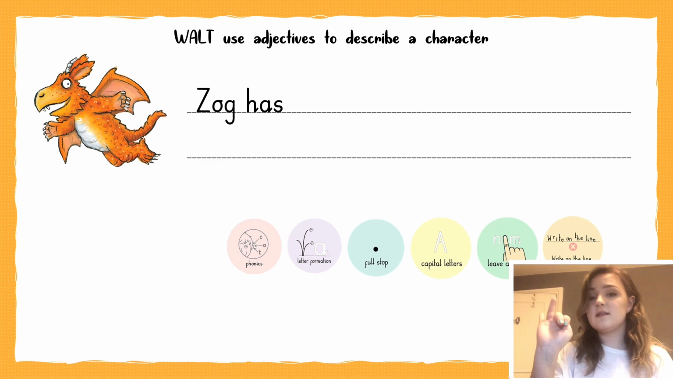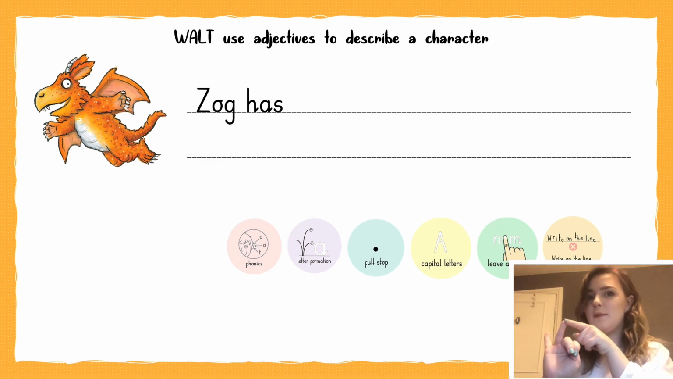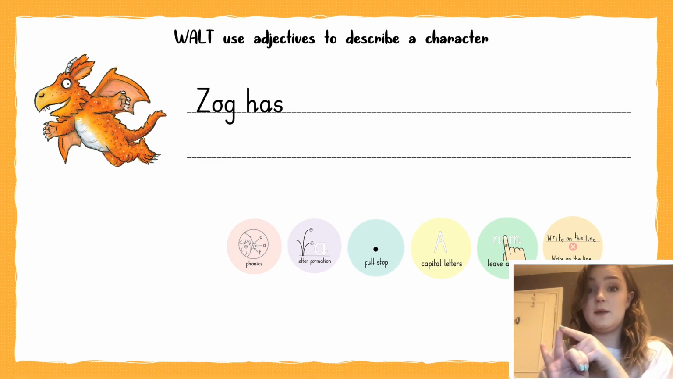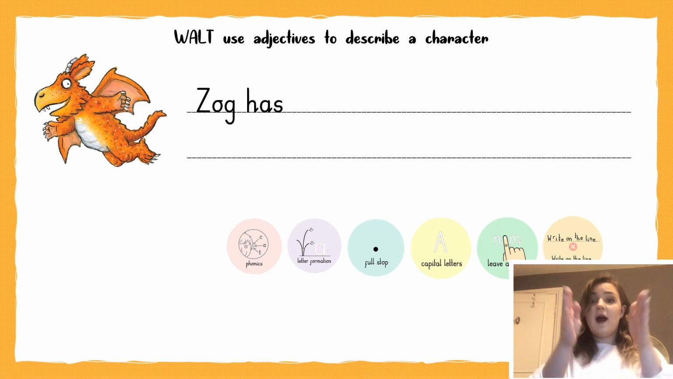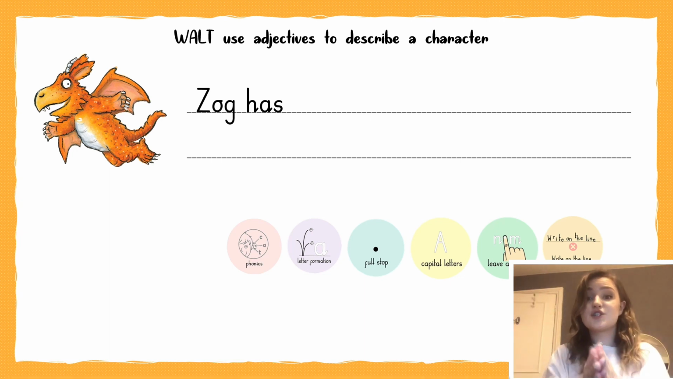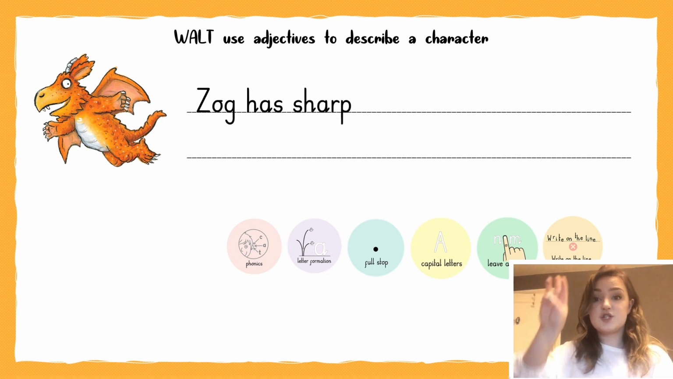Zog has sharp. That was our next word, wasn't it? So let's sound that one out together. Sh, a, p. Sharp. Thank you for helping me. So I'm going to write that down. Sharp. So Zog has sharp. We've written 3 words. We've just got 1 more to write.